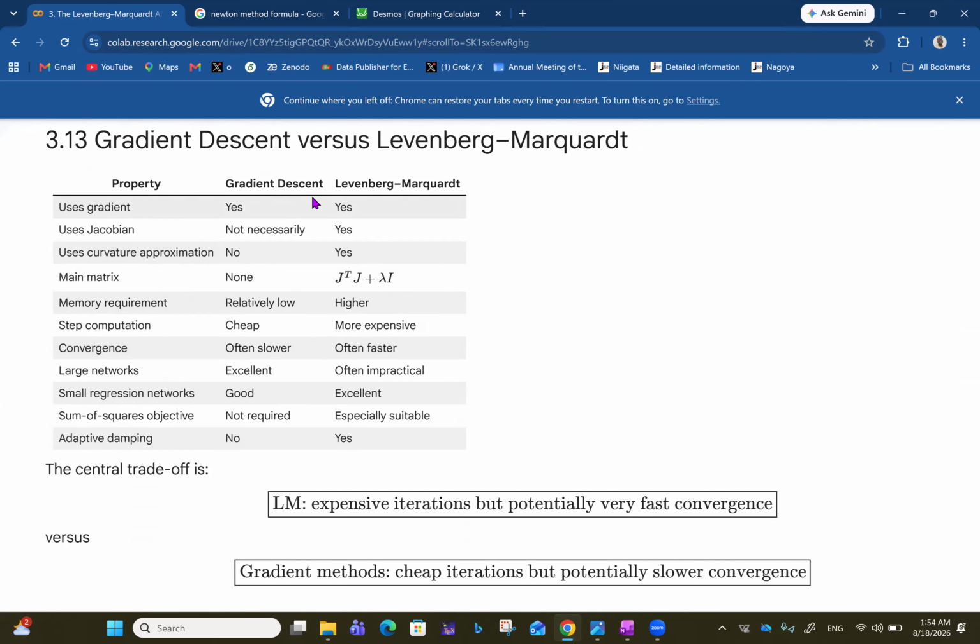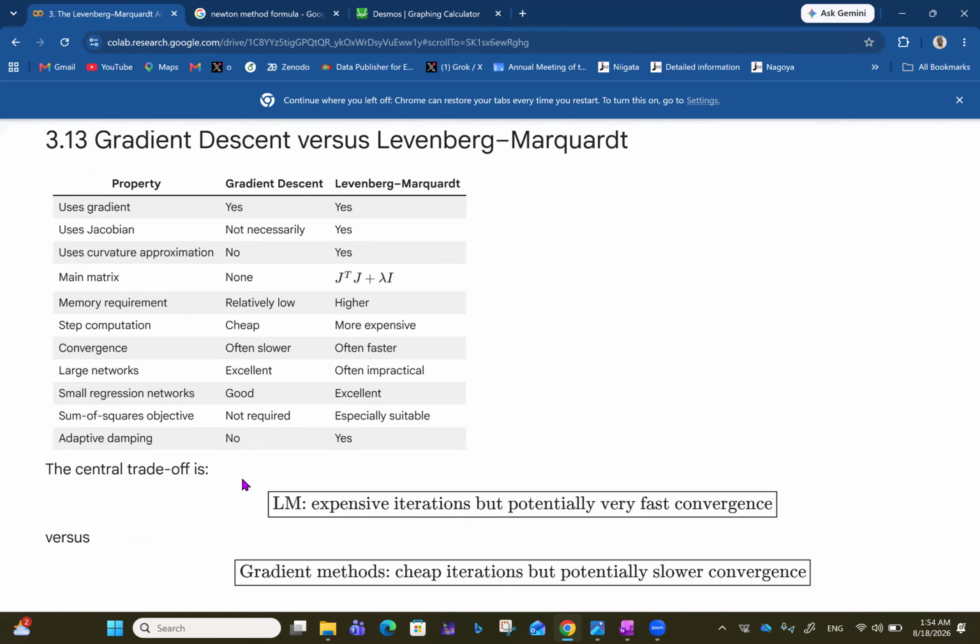Convergence is often slower with GD and faster with LM. Then large networks: gradient descent is excellent for large networks, while LM is often impractical for large networks. So you can only use it for small size or medium size neural networks. Then small regression networks: gradient descent is good for small regression networks, and LM is excellent for small regression networks. So sum of squares objective is not required for gradient descent, but it is required for LM, which is especially suitable for that. Then adaptive damping is not necessary for gradient descent, but it is necessary for the Levenberg-Marquardt algorithm.